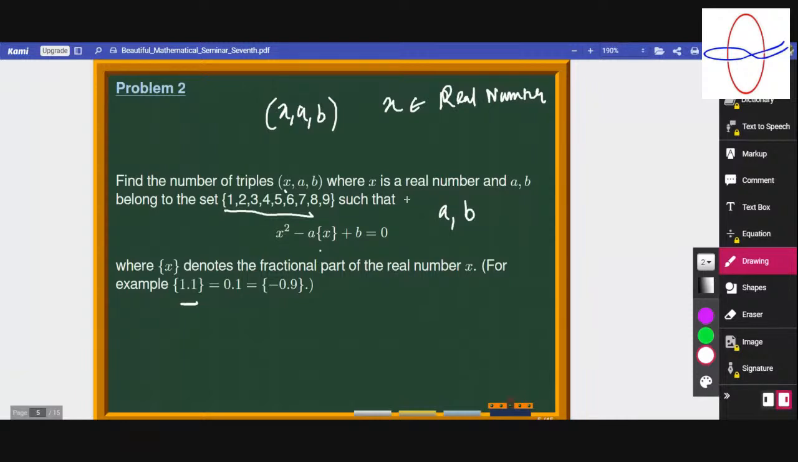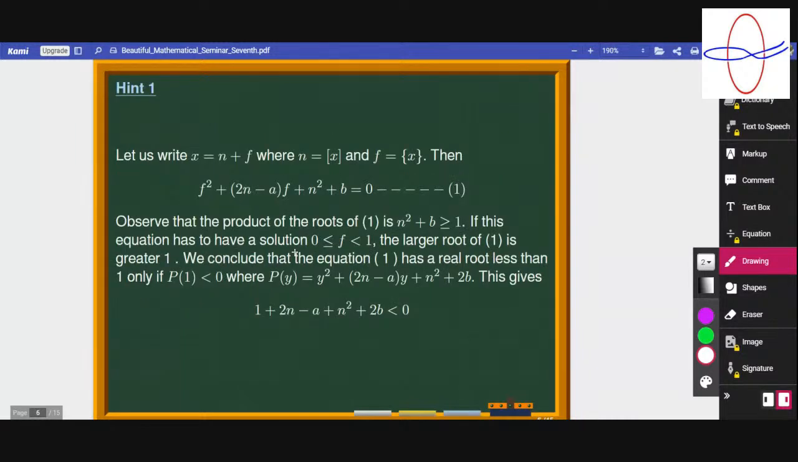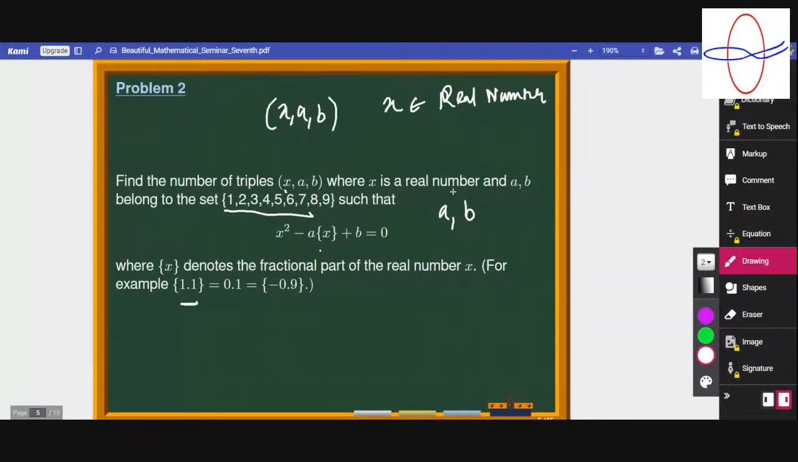So let's take examples, okay? And let's see this. So let's write, any number x can be written as the box part of x plus the fractional part of x, right? Any number can be written like this.